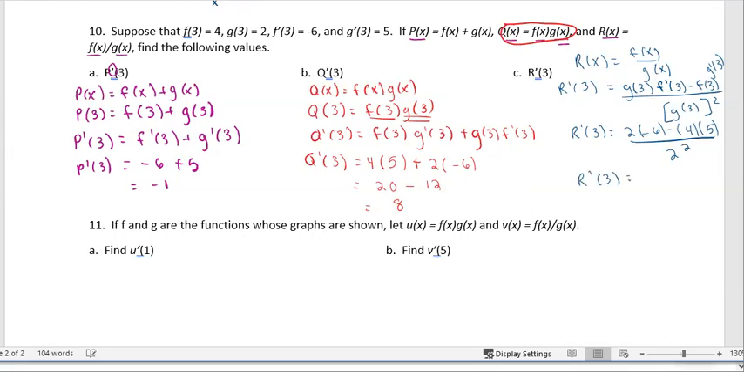So if we simplify this down, it looks like we have 2 times negative 6 is negative 12, minus 4 times 5 is 20, all over 4. So simplifying a little bit more, that'll give us negative 32 over 4, which is equal to negative 8.